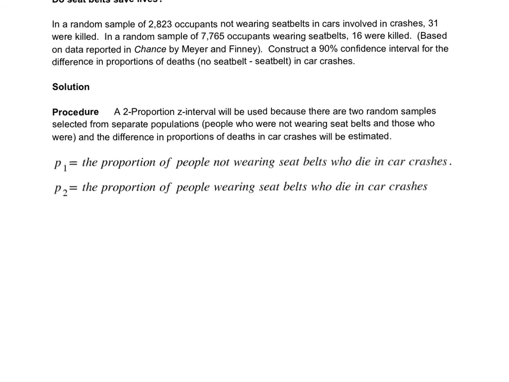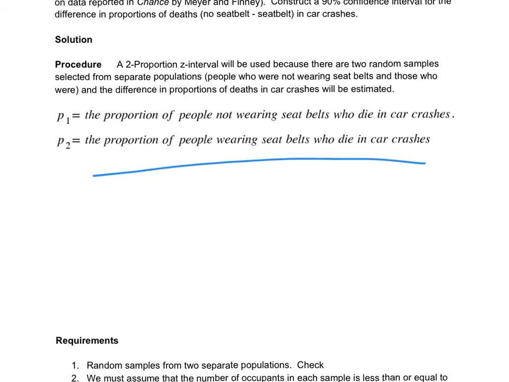So a two-proportion Z interval will be used because there are two random samples. It tells us that, selected from separate populations, and the difference in proportions of deaths in car crashes will be estimated. So you've hopefully seen from the AP videos that they remind you repeatedly to establish your parameters. Okay, so P sub 1, which is the population proportion for the first population, is the proportion of people not wearing seatbelts who die. And P sub 2 is the proportion of people wearing seatbelts who die, who were involved in car crashes.